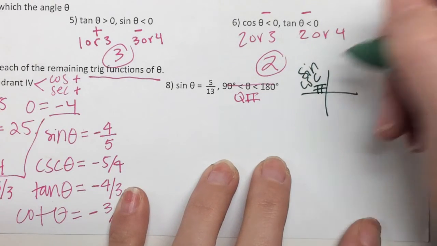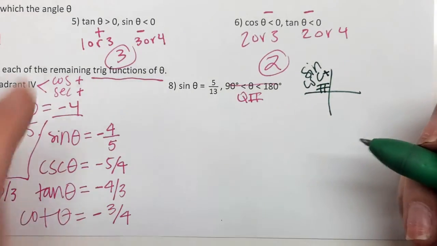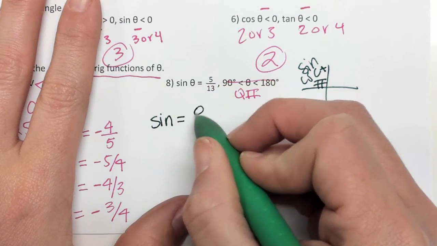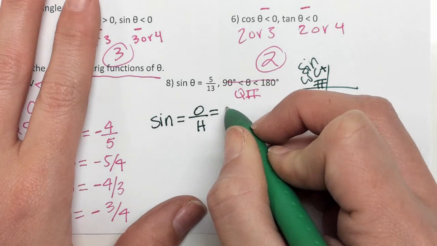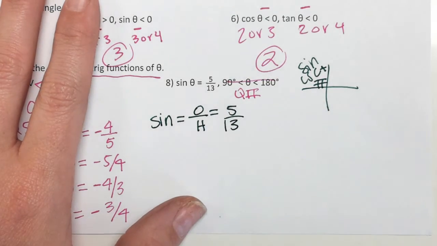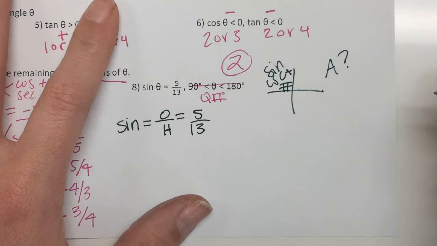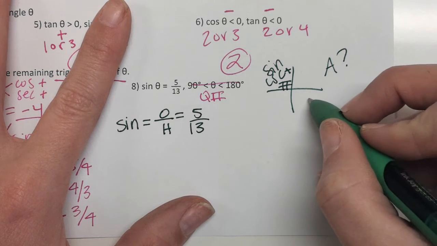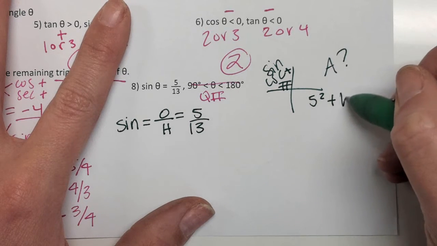So cosecant will be positive. All the other trig functions we find are going to be negative. Alright, sine is what over what? Opposite over hypotenuse. So opposite here is 5. We just need to find the adjacent. How do we find that? Pythagorean theorem. Tell me how to set that up for this one. You do 5 squared plus b squared equals 13 squared.